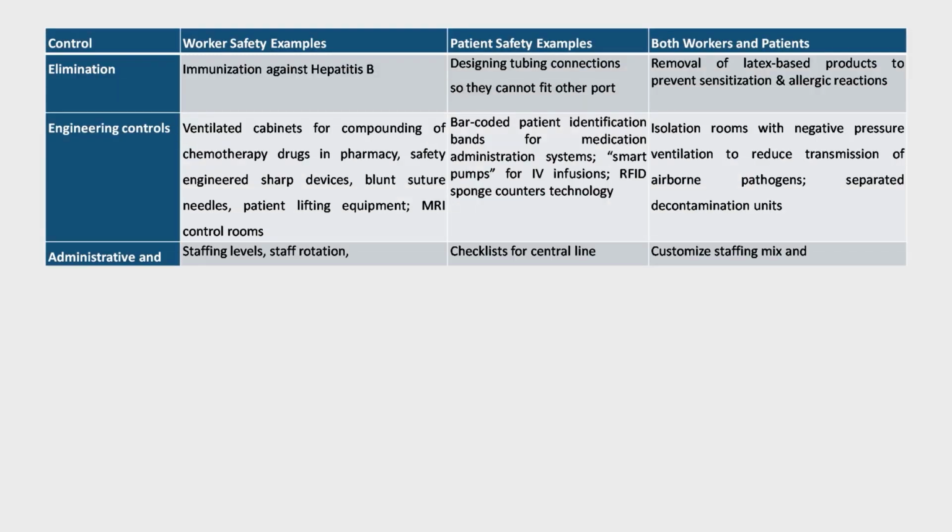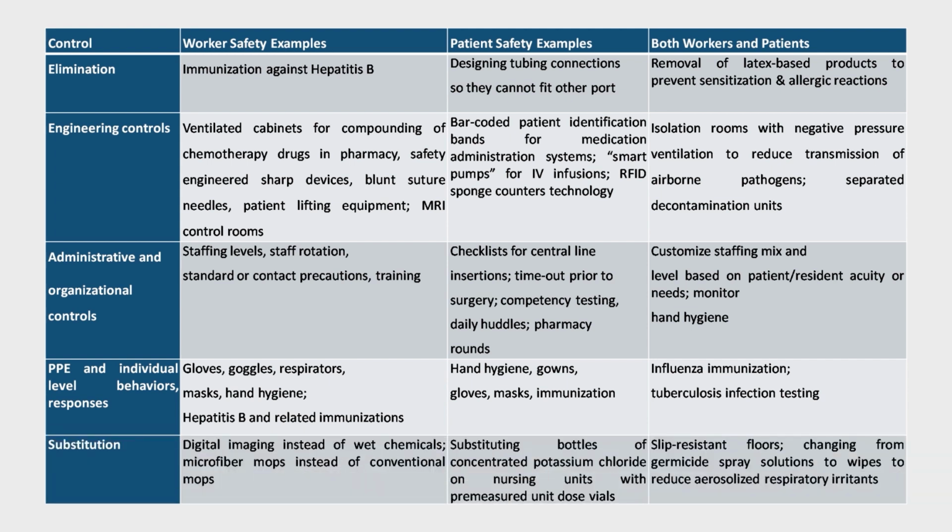Now these are the various ways in which the controls can be adopted, and we have given certain examples for worker safety, for patient safety, for both workers and patients. So we have elimination. Now elimination, the worker safety example is immunization, for example against hepatitis B. For patient safety it is designing tubing connections so that they cannot fit other ports. And for both worker and patient safety is, for example, removal of the latex based products, which prevents very common allergic reactions which may occur.